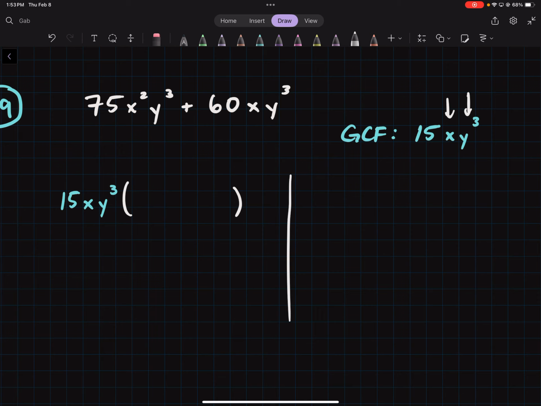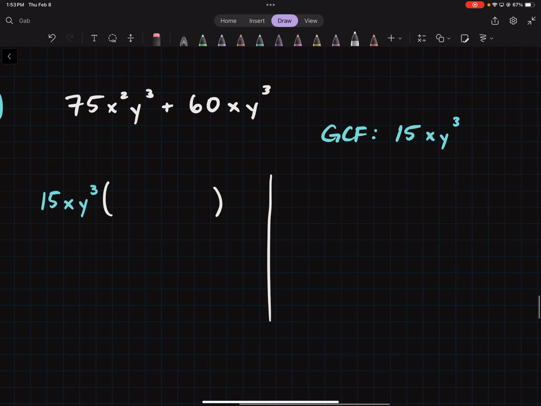Okay. For the y's, I see that they both have y's, so I'm going to go look at the exponent. They both have the 3, right? So if it's the same, you just pull it over. Okay? It's the same one. So they have 3 y's in common. Okay, so you repeat the process.